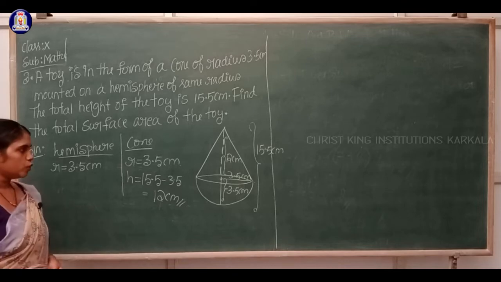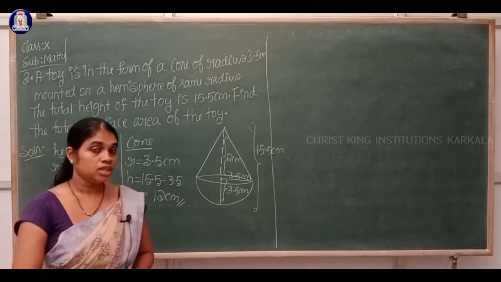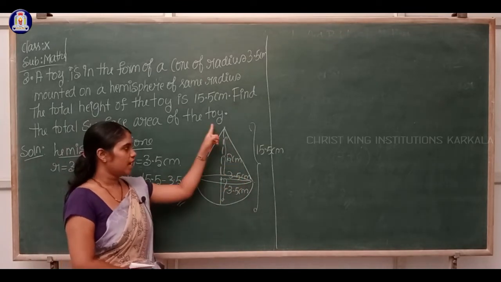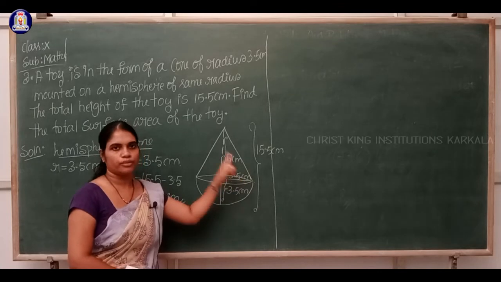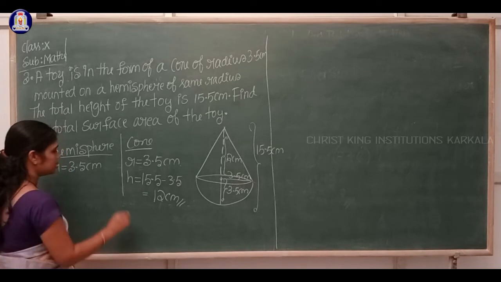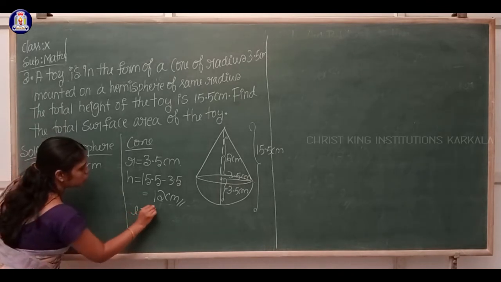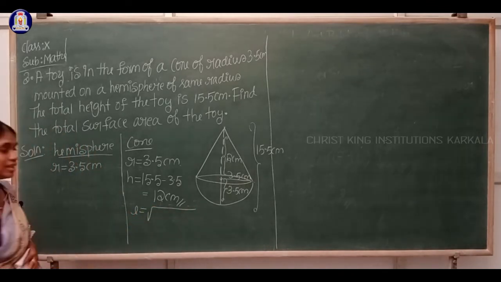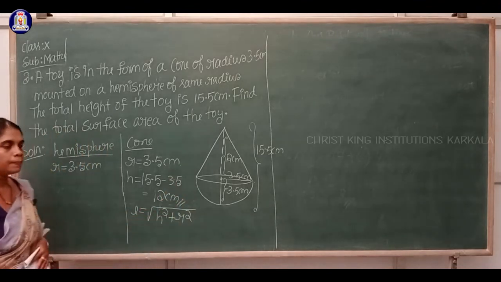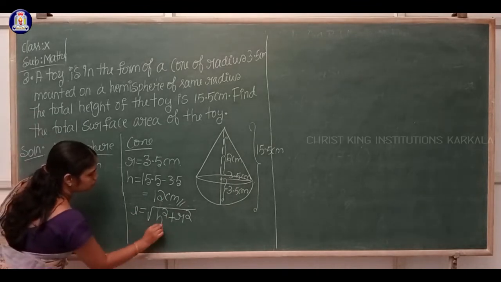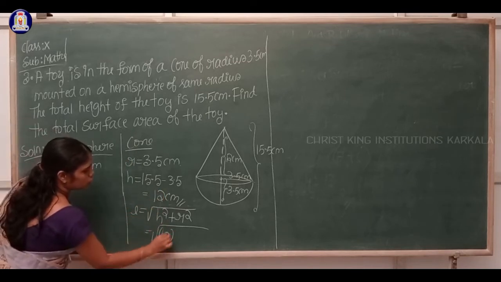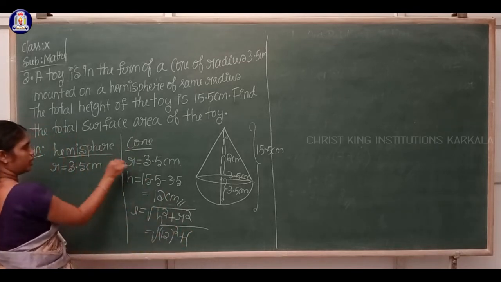Since it is a cone, we have a slant height, isn't it? Now we are going to calculate the slant height of the cone. The symbol for slant height is L. The formula to calculate slant height is the square root of h square plus r square, isn't it? Now substitute the values. h means the height of the cone, which is 12. So 12 square plus r square, what is the r value?